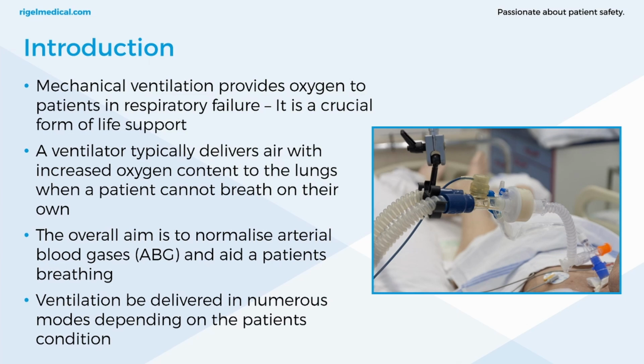But it's not just people on life support that need ventilation. For example, you've got portable ventilators such as CPAP machines, and they're used for conditions like sleep apnea. And here, these oxygen mixes aren't required, often just air is used. But the overall aim of a ventilator is to normalize arterial blood gases, ABG, and to aid a patient's breathing. So there are 2 primary gases that need normalizing, which I'll come on to, and those are oxygen and carbon dioxide. So you need to normalize these 2 levels within the blood.